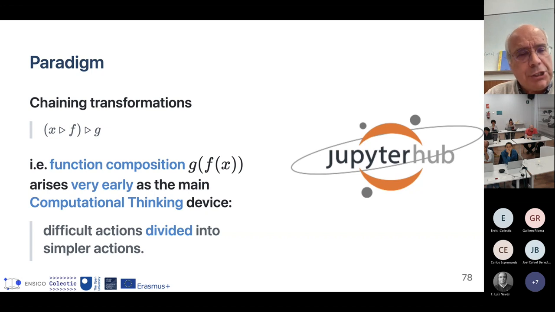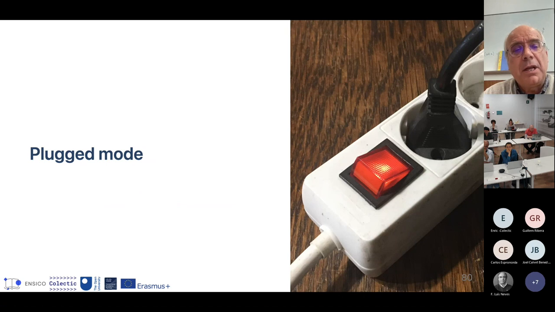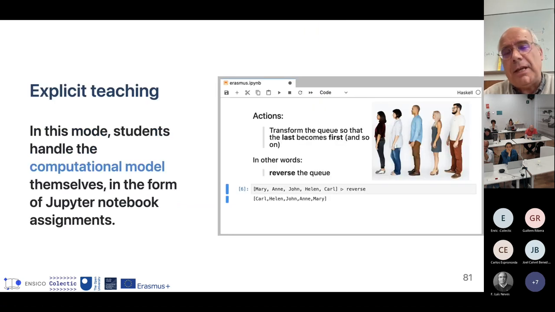So this teaches a compositional approach, which is very much lacking in computing education at the university level. Of course, it's lacking everywhere. So the link to the parallel education of maths is obvious, and computing in that trivium can actually help. It can prepare the students for concepts that in mathematics are coming later, and actually motivate the students for those maths. The plugged mode is, of course, very similar, as I said.